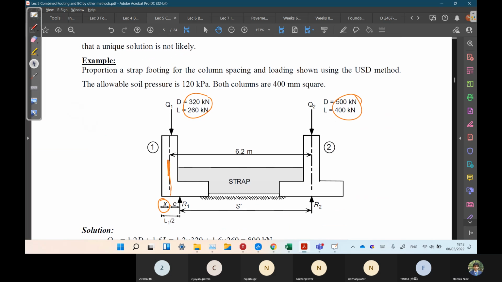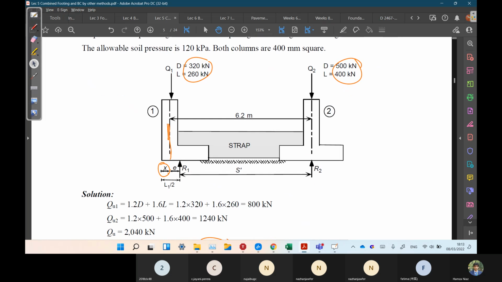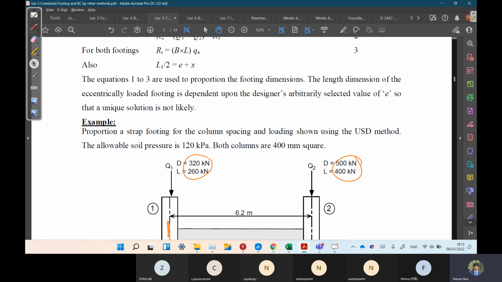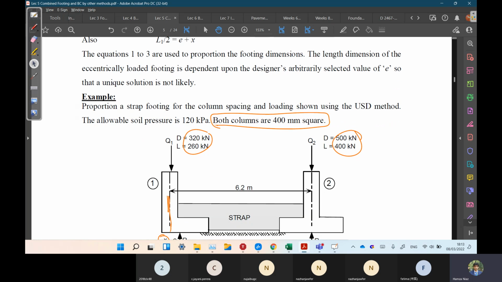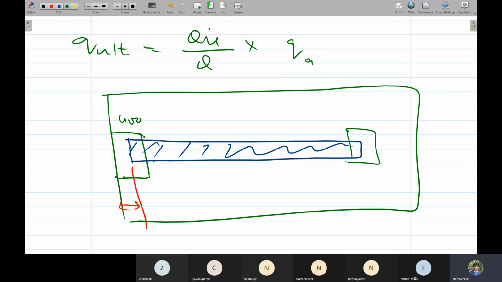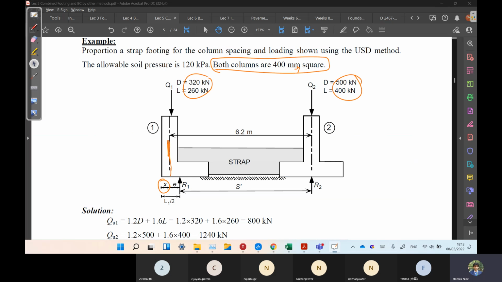The column size is given. Both columns are 400 millimeter square, so the columns are 400 by 400. So this x distance would be simply x is equal to 200 millimeters or 0.2 meters. Just remember this x distance. We have to take this from the edge column at the property line, that would be simply column side divided by 2.